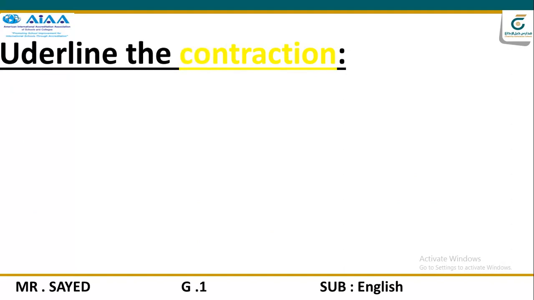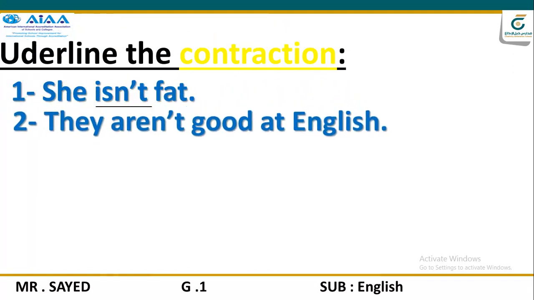Here we have a short example. Underline the contraction. The first sentence, she isn't fat. Where is the contraction with not? Excellent. Isn't, it was, is not. They aren't good at English. Where is the contraction? Aren't, it was, are plus not.